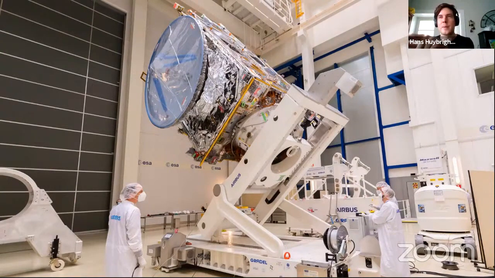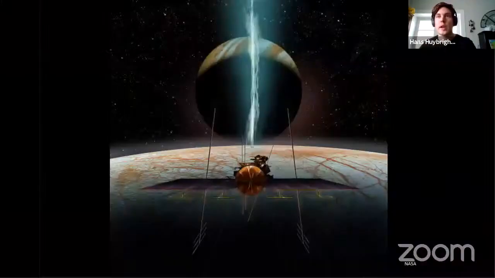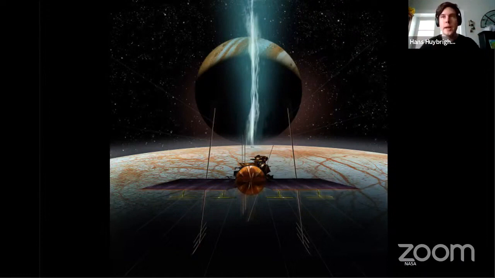And one of the cool things that we could do when we get there is fly through one of these water volcanoes on Europa and maybe catch some of the water to figure out if there are traces of life in it.